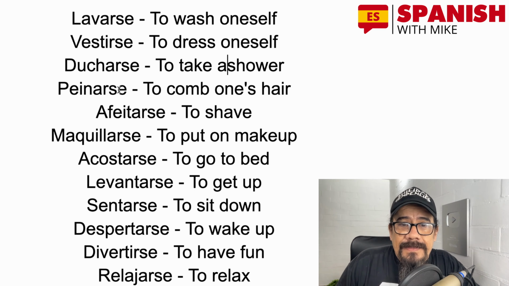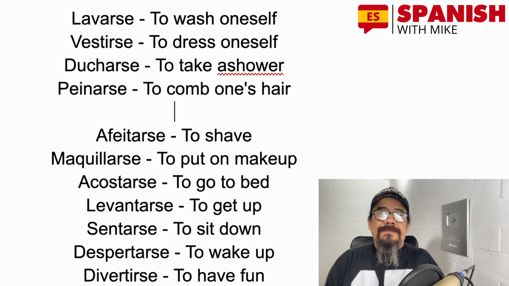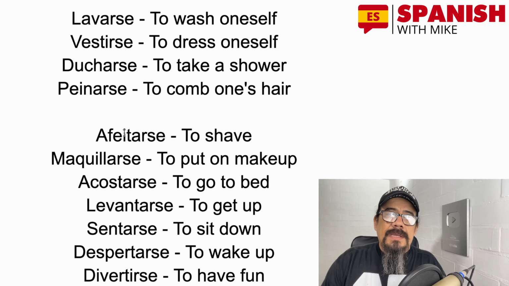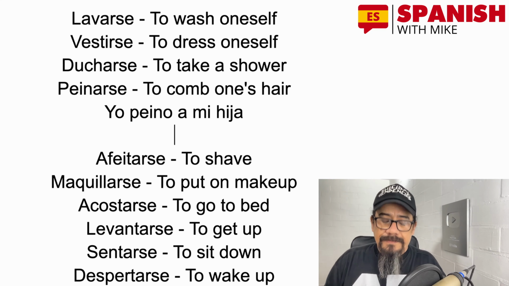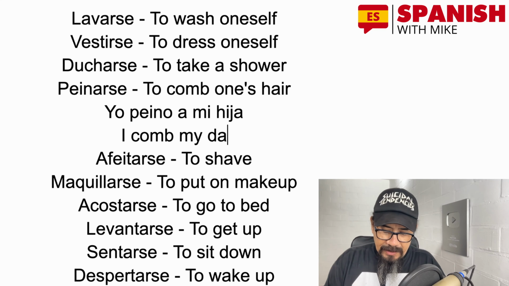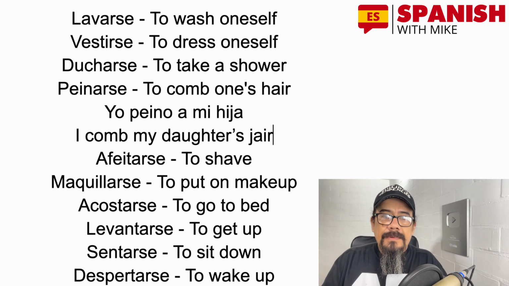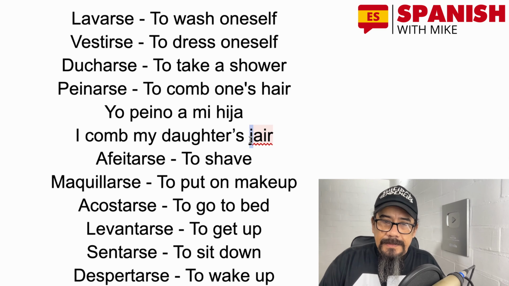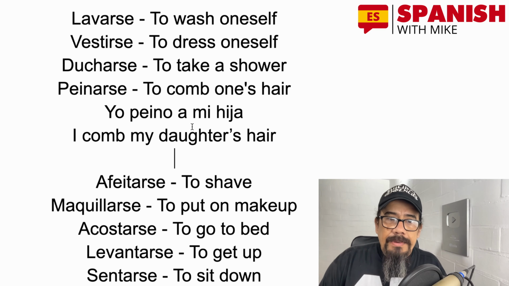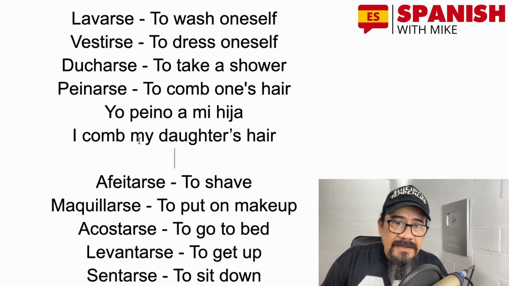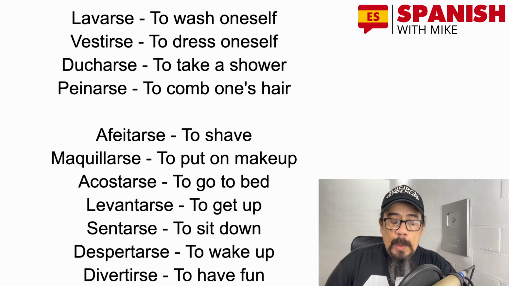Peinarse, same thing. To comb one's hair. I'm combing myself, right? Me peino. But once again, sorry for this. Once again, I can say yo peino a mi hija. I comb my daughter's hair. It's the same. The verb here is not a reflexive verb. But when I say peinarme, it is a reflexive verb. Me peino. Yo me peino.